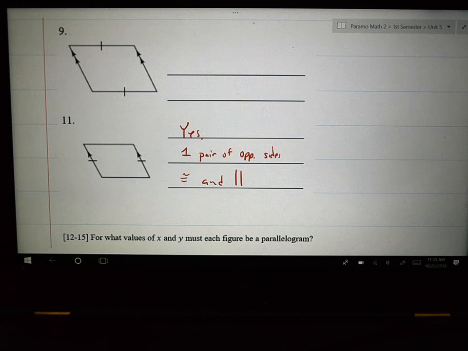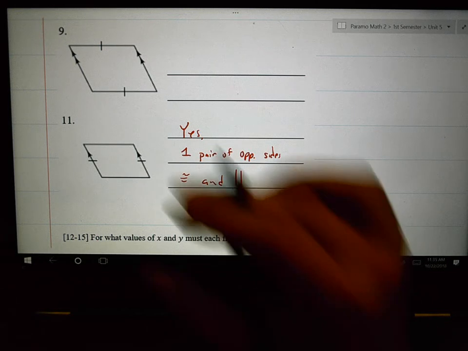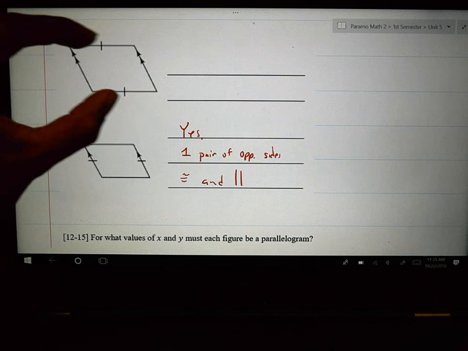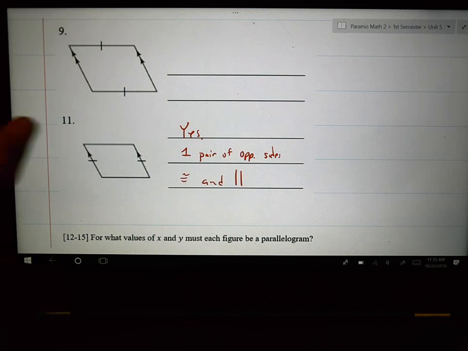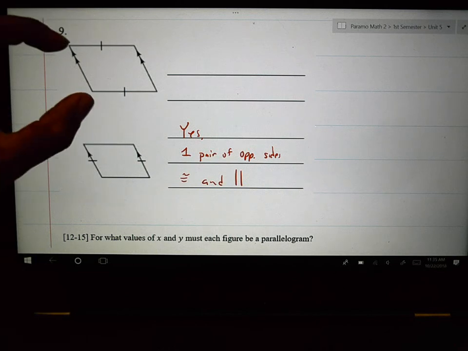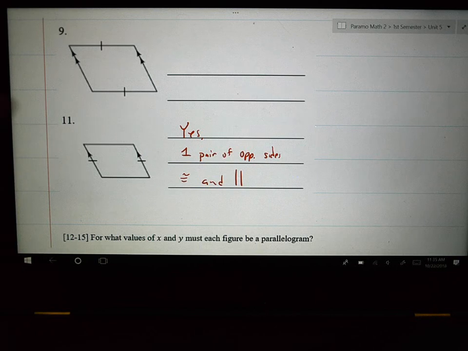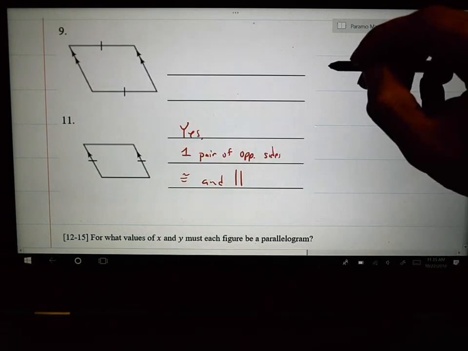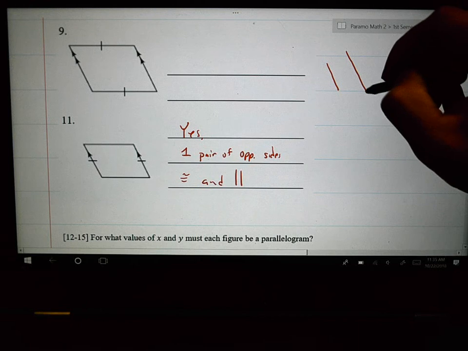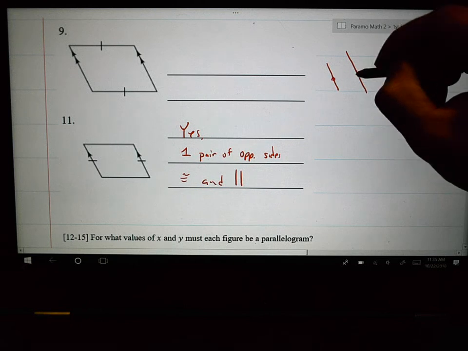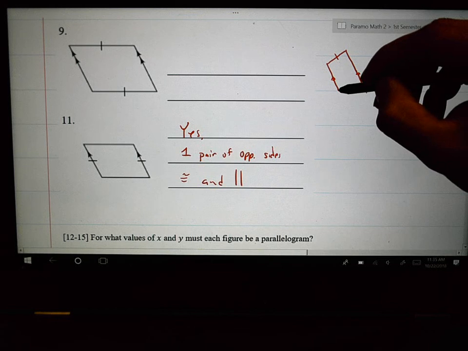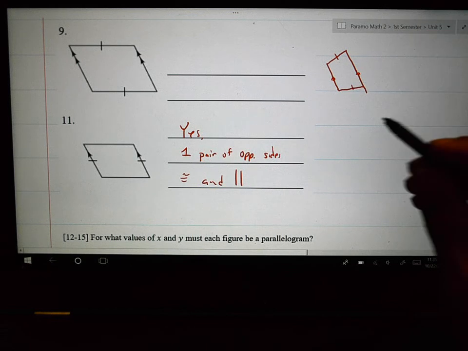Now the weird part about number 9 is, if I look at this, these are parallel and these are congruent, but I don't know how long this side is and this side is. As a matter of fact, if I were to think about two parallel lines, let me just draw you two parallel lines. Parallel, parallel. I could have something that looks something like this.